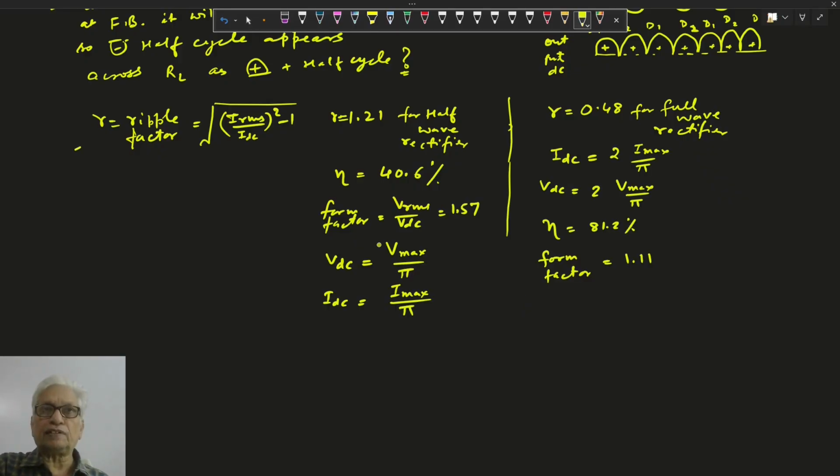Ripple factor in DC is defined as the square root of (I RMS upon I DC) squared minus 1. The ripple factor for the half wave rectifier is 1.21.